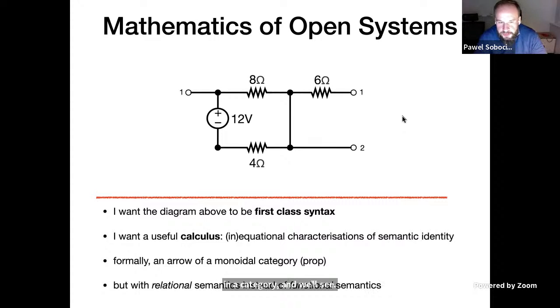And then, of course, as I said in the previous slide, we want a functor. We want to take these syntactic things, so these open electrical circuits, and map them to their meaning, which in this case will be a certain affine relation.